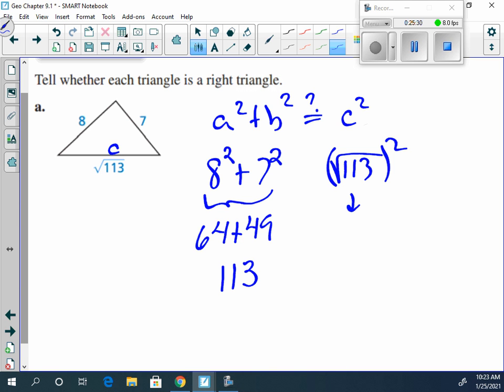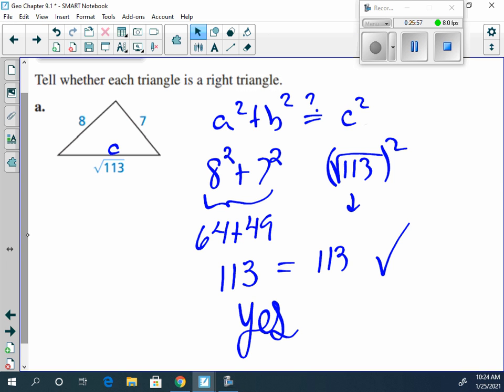Now, the square root of 113 squared is, well, 113. So are these equal? So is this a right triangle? Yes. Since the sum of the squares of the two legs is equal to the square of the hypotenuse, this is a right triangle. And that's it.